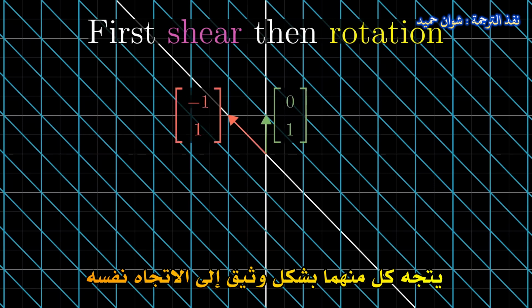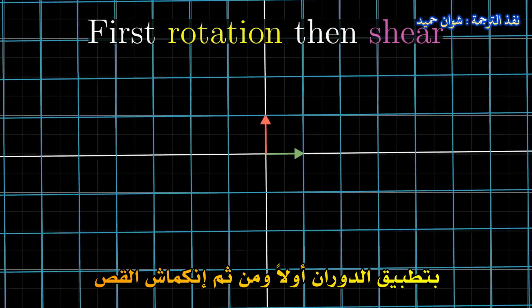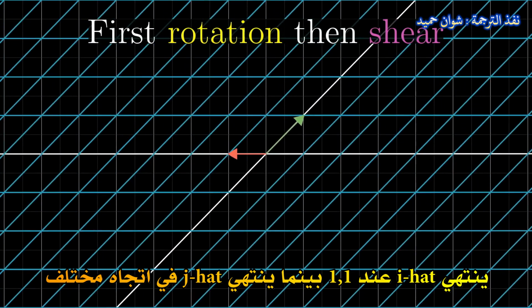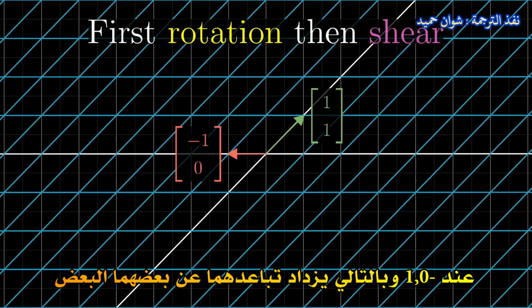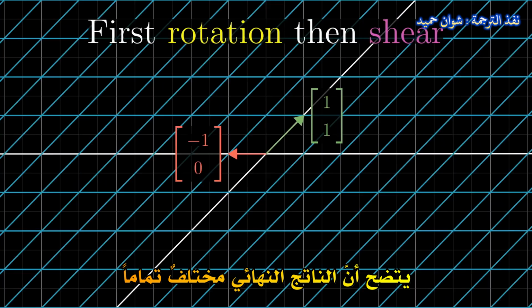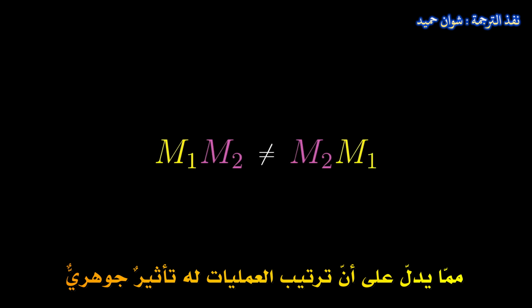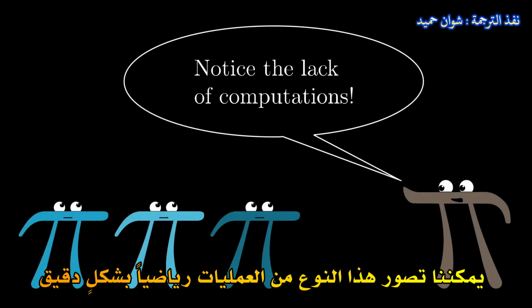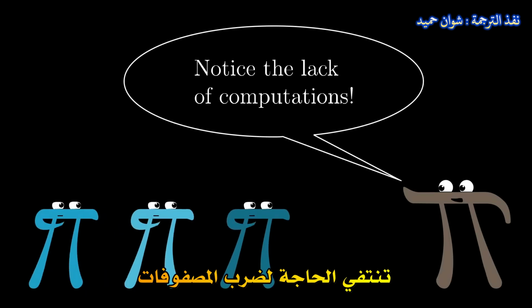Both are generally pointing close together. If you first rotate, then do the shear, I hat ends up over at 1, 1, and j hat is off in a different direction at -1, 0, and they're pointing farther apart. The overall effect here is clearly different, so evidently order totally does matter. Notice, by thinking in terms of transformations, that's the kind of thing that you can do in your head by visualizing. No matrix multiplication necessary.